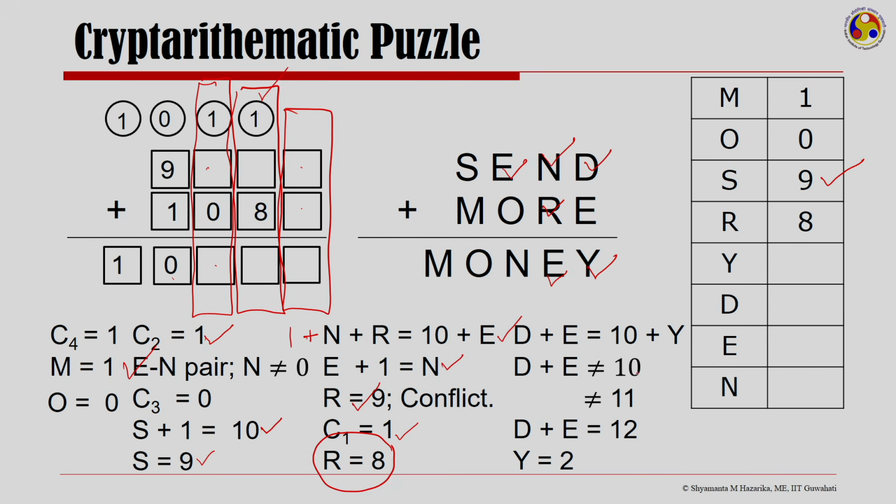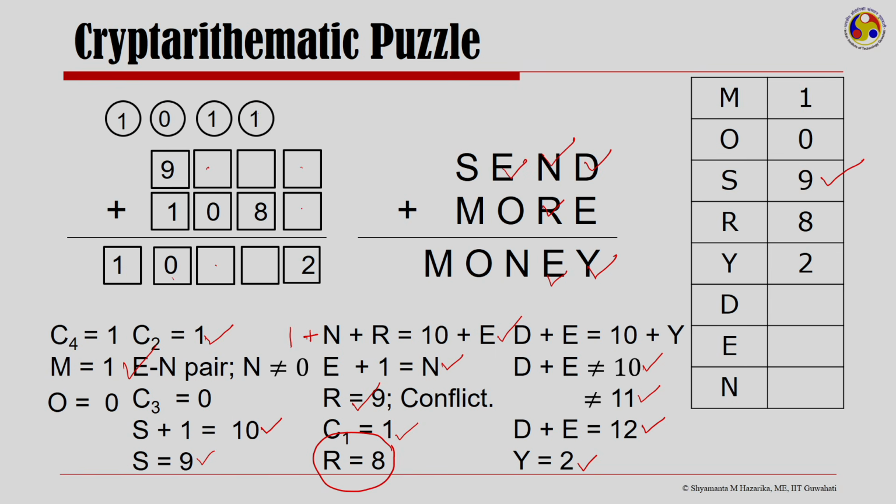So, D plus E is not equal to 10, neither is D plus E equal to 11, because if D plus E is equal to 11, Y is equal to 1, but we already know M is equal to 1, so there would be a conflict. So the only possibility at this point of time is that D plus E is equal to 12. If D plus E is equal to 12, then Y is equal to 2. With Y equal to 2, I already have a carryover 1, so that is pretty good. So this is what I populate my placeholder with, Y equal to 2.